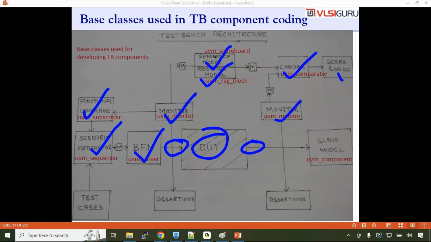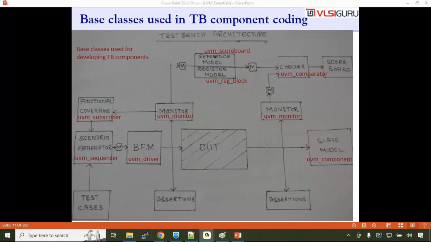You follow this methodology, and they also give those common things as base classes. Whatever is common across all the test benches, they provide as base classes so that you can start from that base class and develop what you want. So you save time in development. They also give us guidelines on how to do everything efficiently.